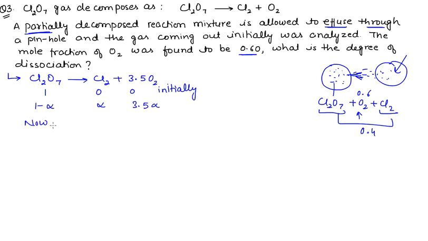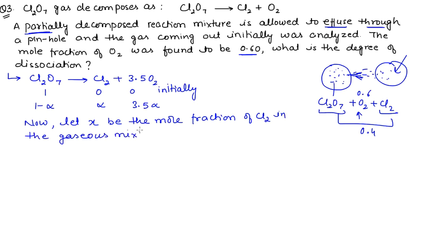So now let's assume that X is the mole fraction of Cl2 in the gaseous mixture that is being analyzed. So if X is the mole fraction of Cl2, then what is the mole fraction of O2? It is given to be 0.6.